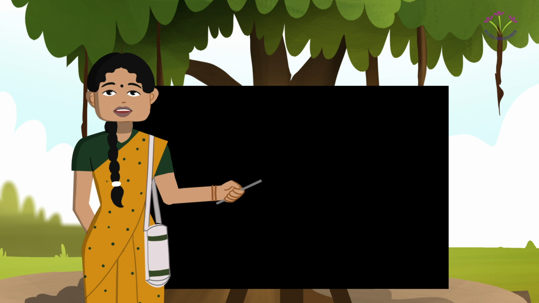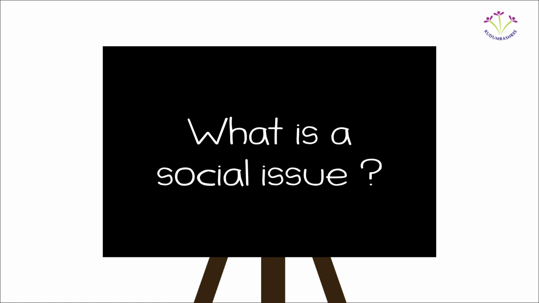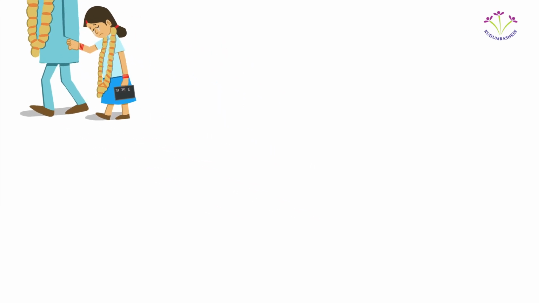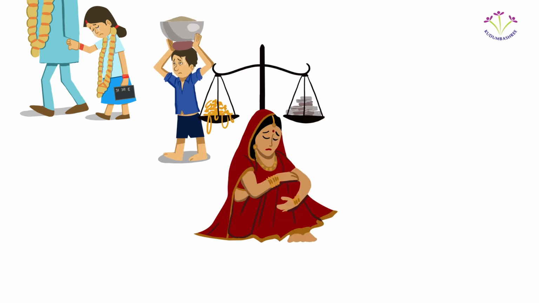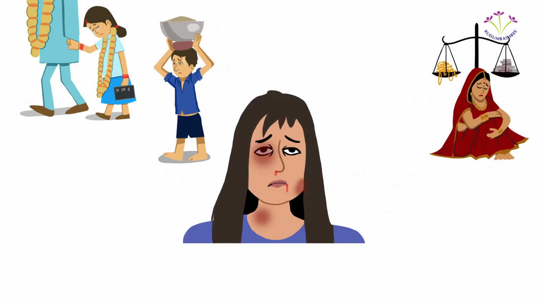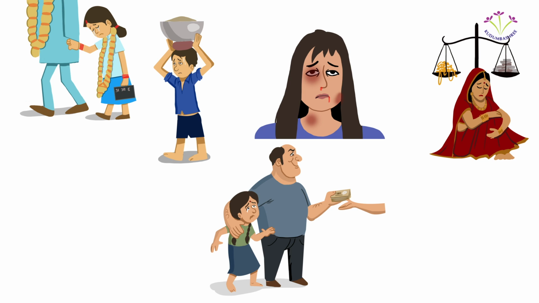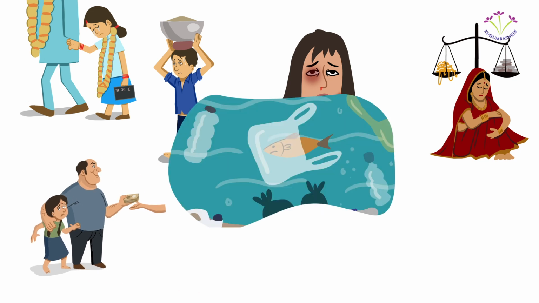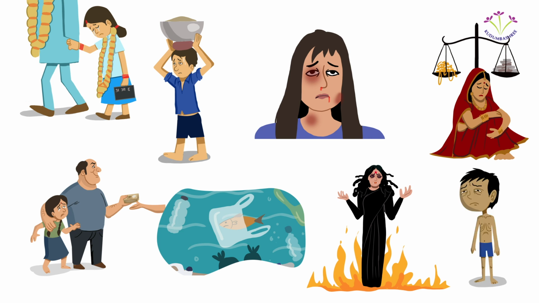To prepare a good social development plan, it is important to identify a social issue and have an in-depth understanding of why the problem exists. So, let us now try and see what constitutes a social issue. Child marriage, child labor, dowry, violence against women, human trafficking, plastic pollution, witch hunting, and malnutrition are all different social issues that exist in our country.